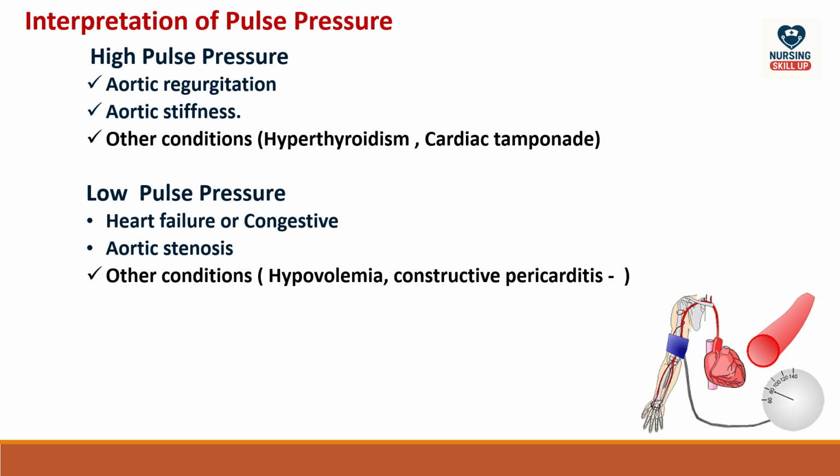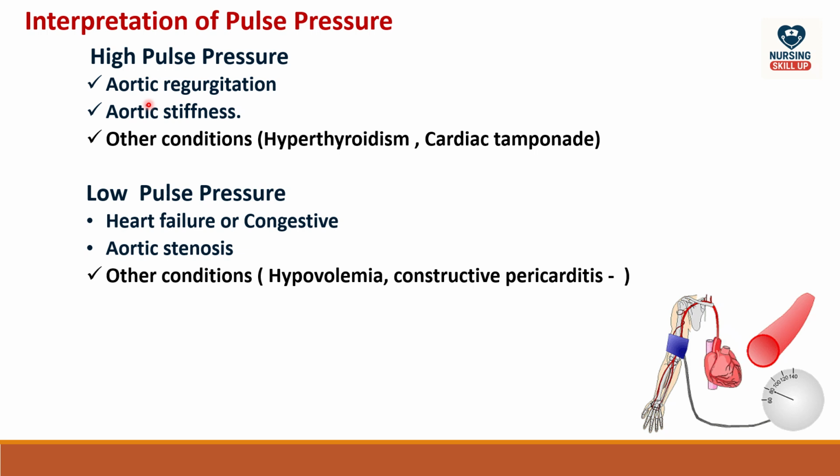Interpretation of pulse pressure: high pulse pressure and low pulse pressure. If the pulse pressure becomes higher or lower than normal, we can see what conditions are present. High pulse pressure includes aortic regurgitation, aortic stiffness, and other conditions like hyperthyroidism and cardiac tamponade. Low pulse pressure includes heart failure or congestive heart failure, aortic stenosis, as well as other conditions like hypovolemia and constrictive pericarditis.